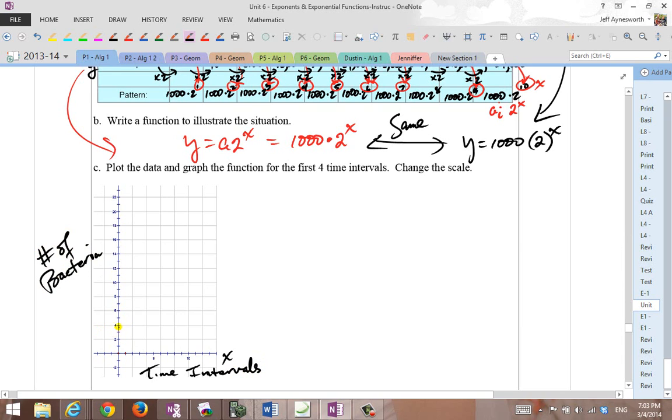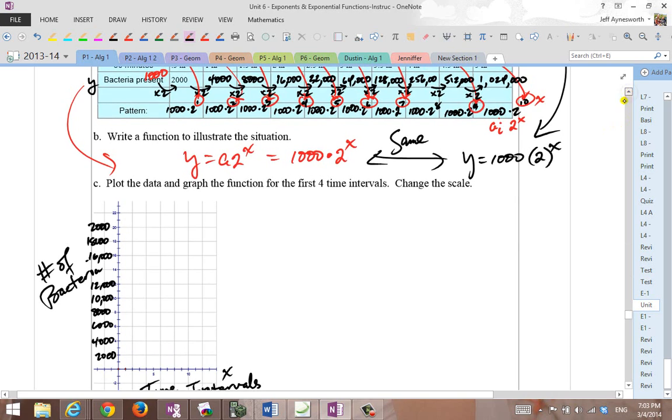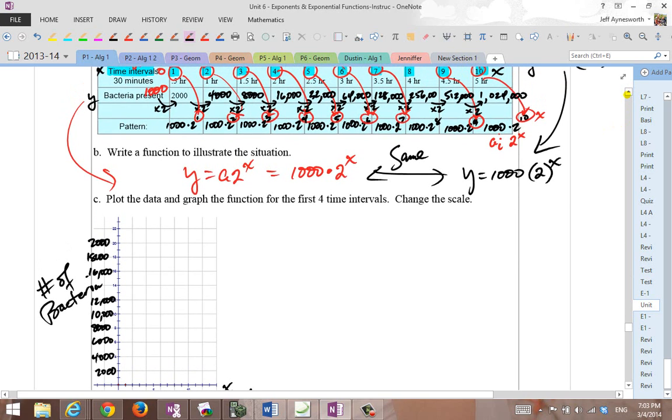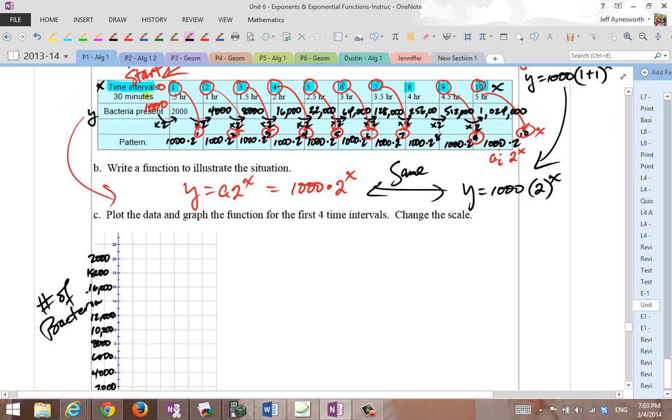Actually, you know what we're going to do? We're counting by 1,000s here. This is 2,000, 4,000, 6,000, 8,000, 10,000, 12,000, 14,000, 16,000. You get the idea. 18,000, 20,000. So now we can graph a couple points and see what this growth curve looks like. And remember, the x-axis is not time in minutes, it's the number of time intervals.